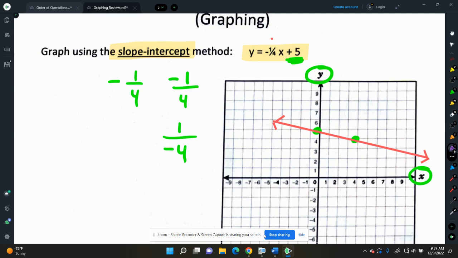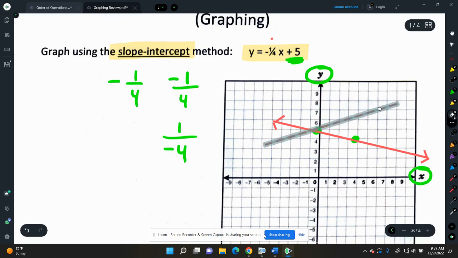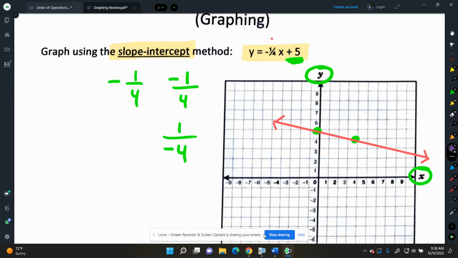Yes, it is. If I graphed it incorrectly, like let's just pretend that my graph went like this instead, when I look at it, I'm like, oh, that's a positive slope. It's supposed to be negative. So you know you plotted your slope incorrectly. Okay, so take time to think.